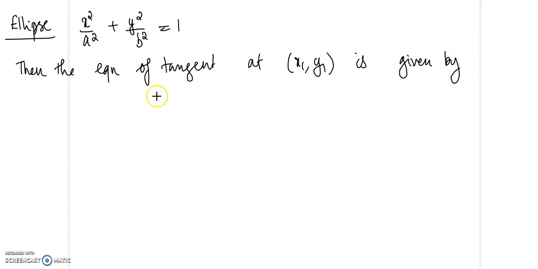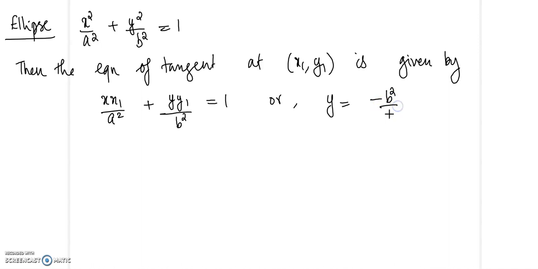so we need to replace x square by x1, so we will get x1 by a square, then y square is replaced by y1, so we will get y1 by b square equal to 1. Or in the form y equal to mx plus c, we can rewrite it as y equals minus b square by a square, x1 by y1, into x, plus b square by y1. So this is of the form y equal to mx plus c, and this is the slope.